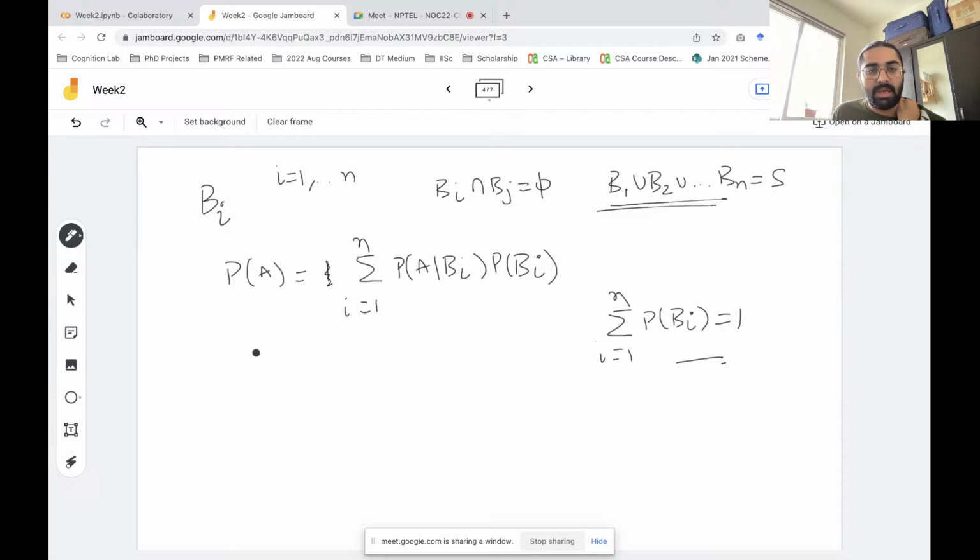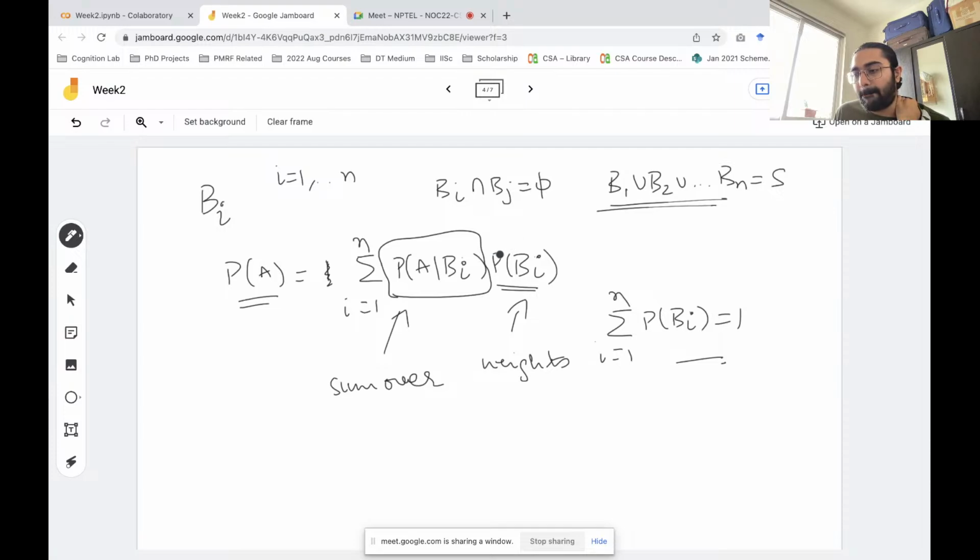So this is basically expressing probability of A as a weighted sum of these probabilities, right? So these are the weights, and this is what you're summing over. This is like taking the average of this probability of A given Bi, but with some weights, and the weights are given by probability of Bi. Okay, so any doubts until now?